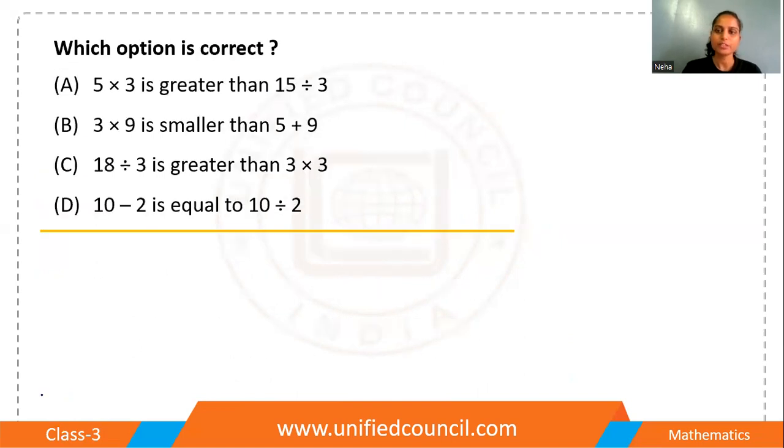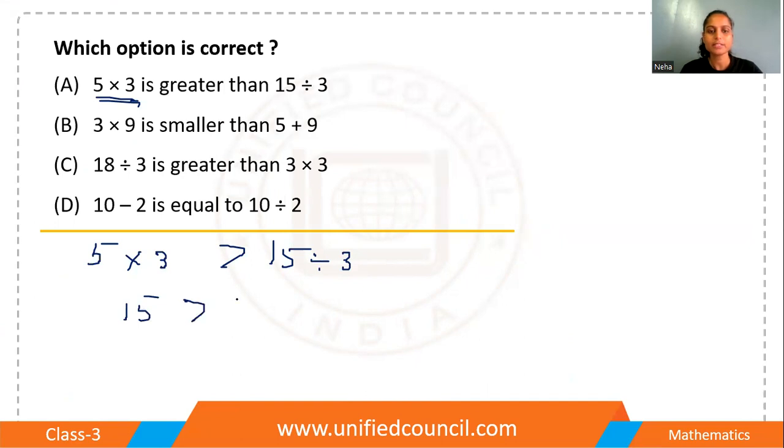Alright, let's move to the next one. Which option is correct? Okay, so here some options are given and we have to check which one is right. So the first one is 5 times 3, it is greater than 15 divided by 3. Okay, let me check. So 5 times 3, this is 15. Greater than, this is 5. So yes, this one is true. 15 is greater than 5. This one is true. Very good.